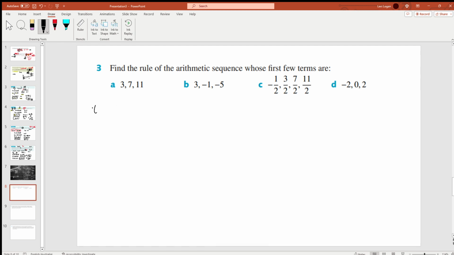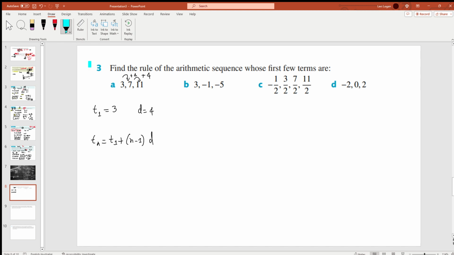The first term, t of 1, is 3. We can see it's increasing by 4 in both of them, so 3 plus 4 gives you 7, and 7 plus 4 gives you 11. So we know our difference is 4. Now, it says determine the rule. What that means is we've got to take our formula and put it in terms of a general expression for n.